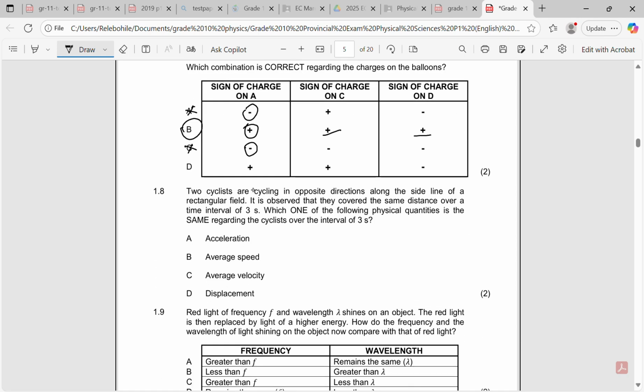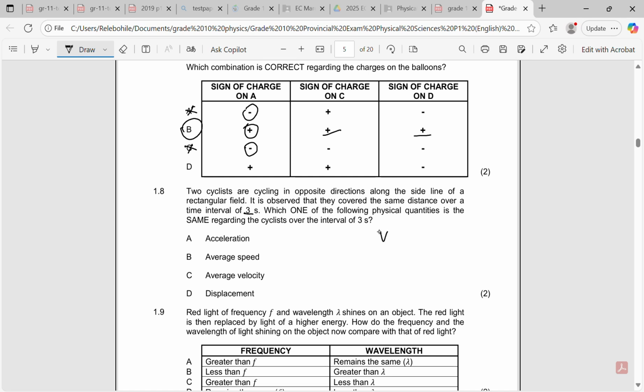1.8 says two cyclists are cycling in opposite directions along the sideline of a rectangular field. It is observed that they covered the same distance over a time interval of 3 seconds. Which one of the following physical quantities is the same regarding the cyclists over the interval of 3 seconds?